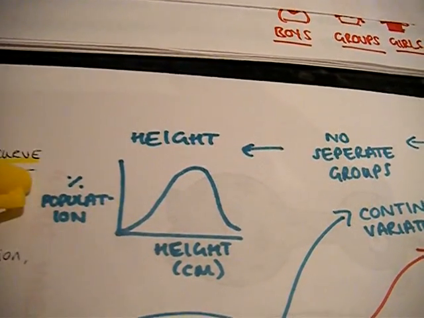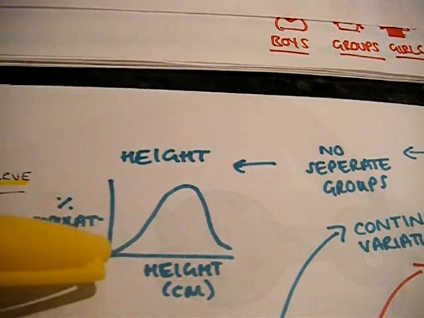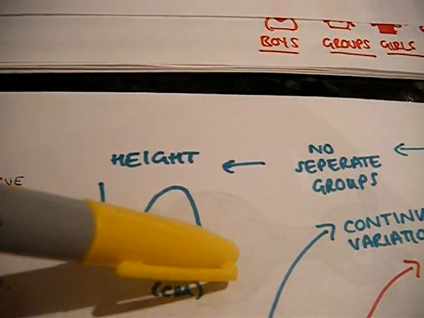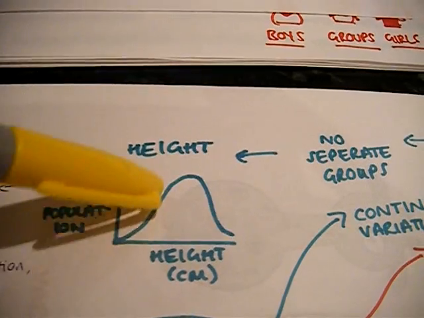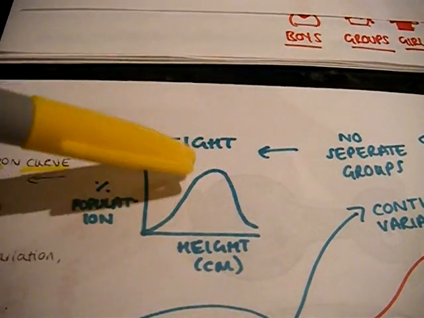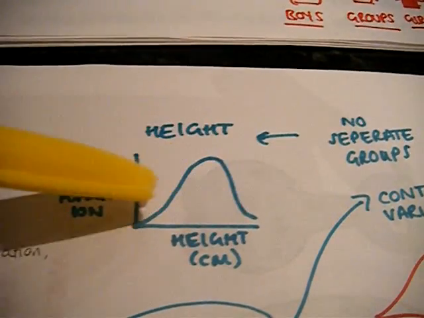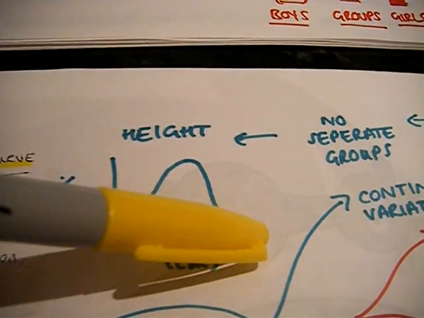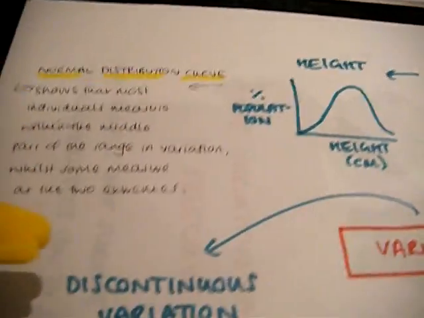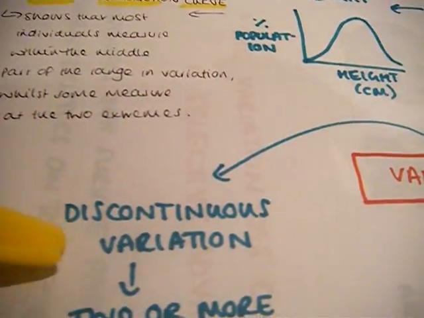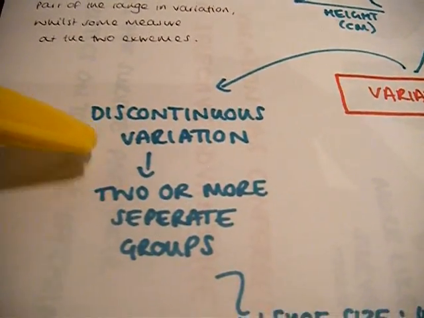Height for a population on a graph will fall within a normal distribution, which is also called a bell curve, like this, where most individuals are in the middle. So here they're of average height. You get some below average like me and some above average like Mr. Roberts. The opposite to this is discontinuous variation, where there's two or more separate groups.